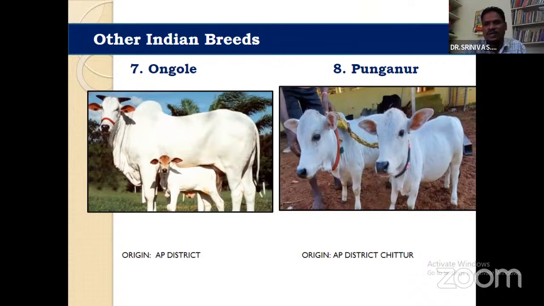Next is Punganuru. I took the Punganuru breed just because it's a very interesting breed. You can see two of them, just like two cows. Actually, those are not cows. We are seeing these animals just like cows, because these are one of the smallest breeds of cattle in the world, I think. They are of very small stature.